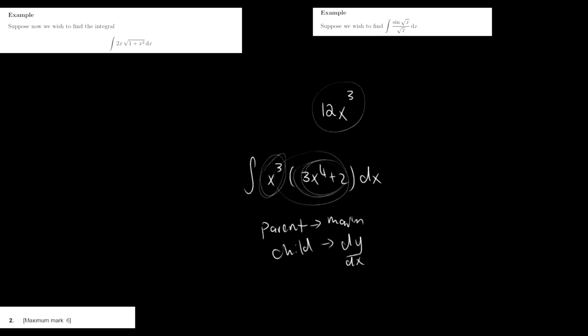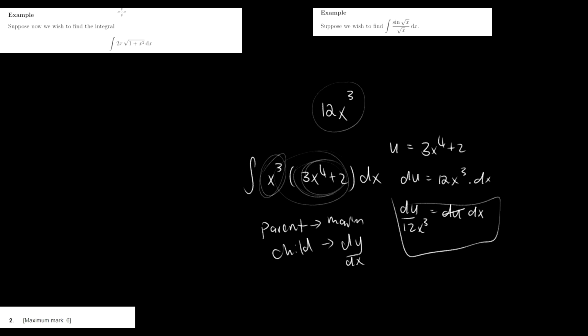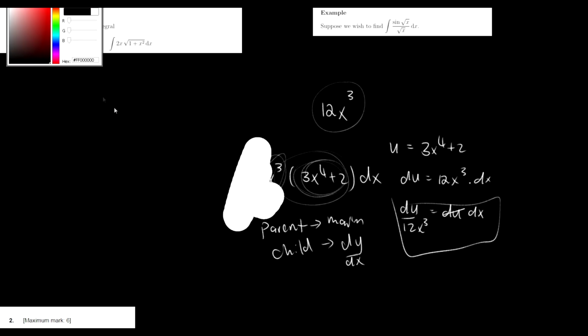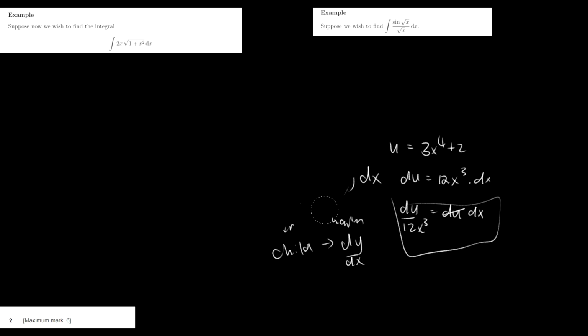After you identify your parent, don't use the differential, use the parent. Then you set the parent equal to u, whatever the parent is. And then you solve du equals the derivative times dx. Then you divide both sides by the derivative, because you're trying to solve for dx, my apologies. Your goal is always to solve for dx with u substitution. I'll make this clear in a second.